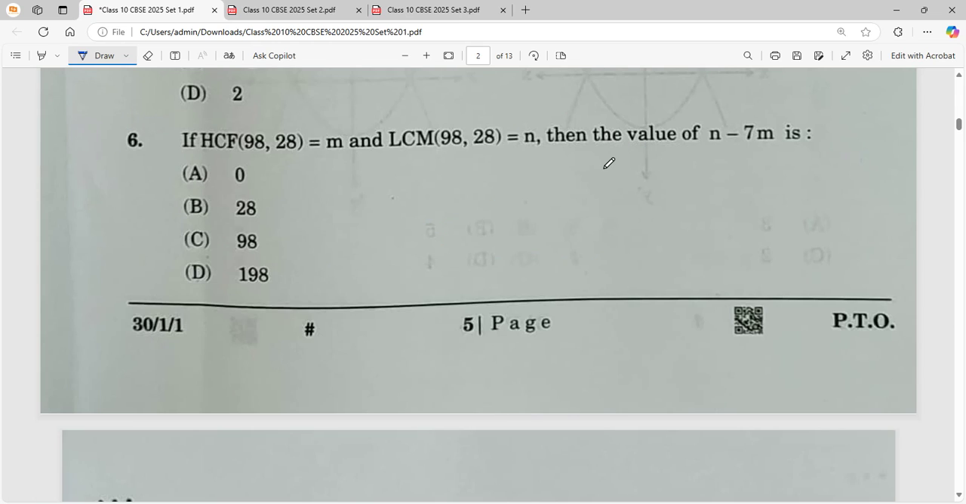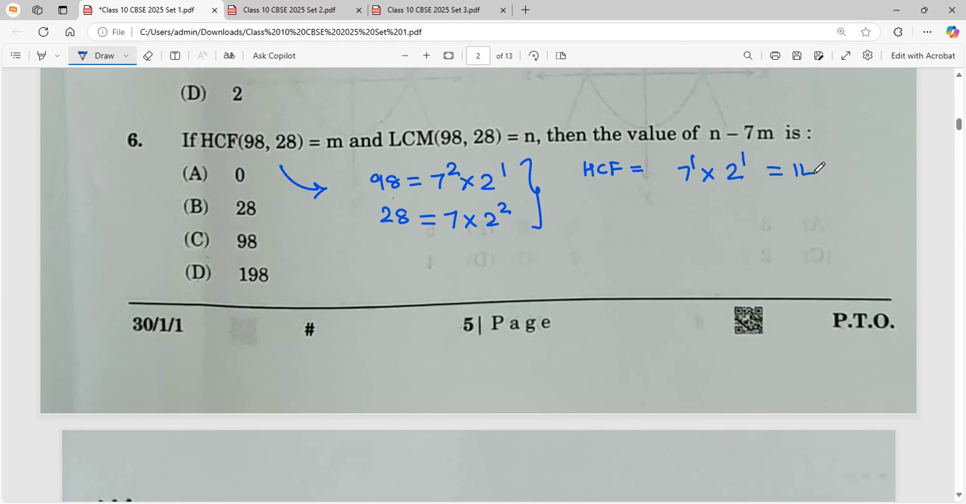The HCF is M and the LCM is N. So we need to find the HCF. 98 can be written as 7 square into 2 power 1. 28 can be written as 7 into 2 square. The highest common factor is the product of the least powers of the common prime numbers. The common prime numbers are 7 and 2. The least powers are 7 power 1 and 2 power 1. So the highest common factor is 14.